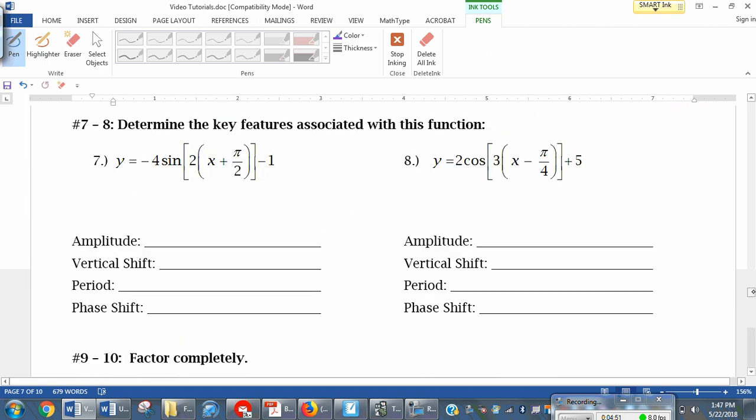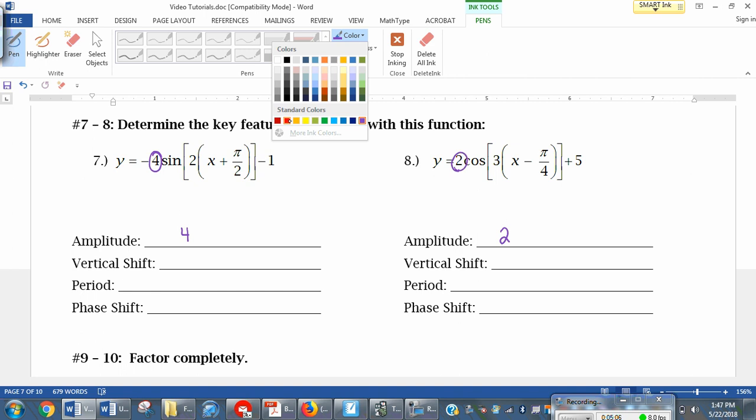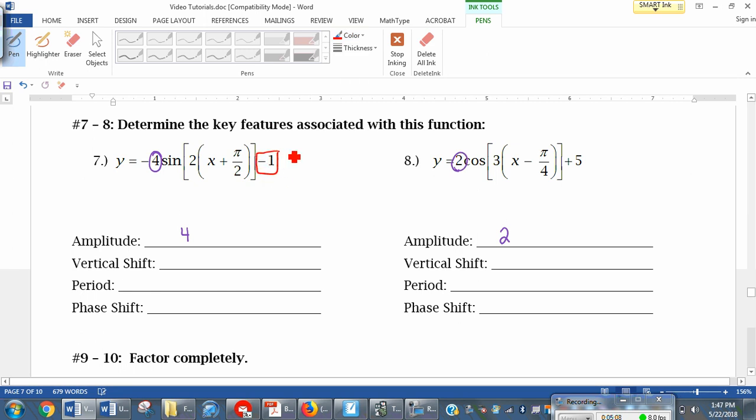The last one for this specific video. Again, the amplitude is the number that's in front, okay? So in this case 4, in this case 2. Notice I'm not using the negative. The negative just means there's a reflection. My vertical shift is always after the parentheses. So this would be down 1. You're using that same sign. Up 5.